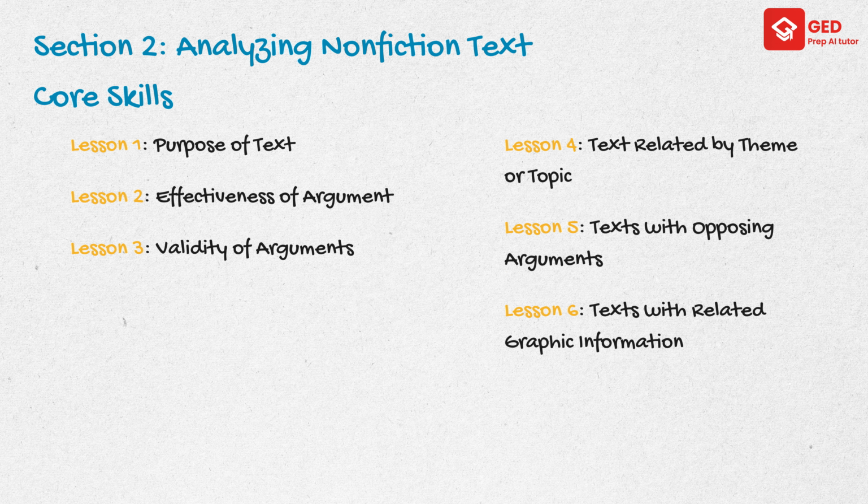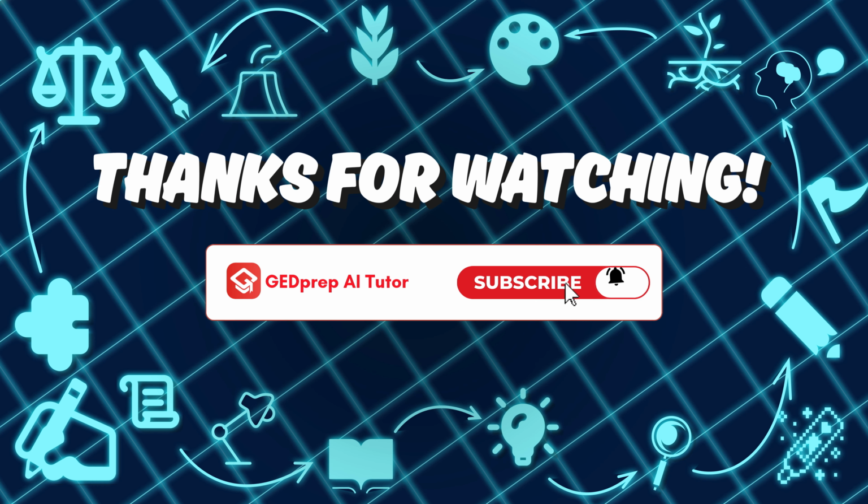In this module, you learned how to identify purpose, evaluate arguments, test validity, compare texts, analyze opposing views, and integrate graphics. On the GED, strong reading is not about speed, it's about strategy. Apply these tools every time you read. Continue to the next module and keep building your skills.